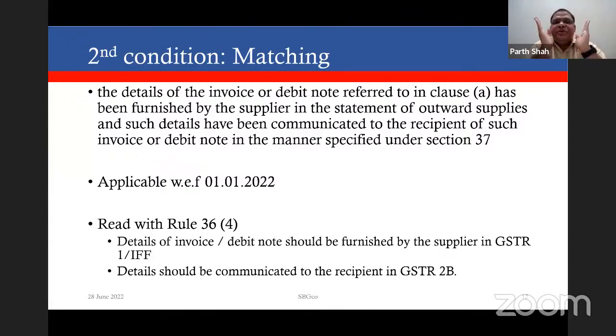So this means there will be 100% matching of credit. With effect from 1st January 2022, for any ITC claim, there has to be 100% matching. So the buffer which we had, 5%, 10%, is gone. Again, it's very important for taxpayers, especially those claiming ITC, to ensure that before filing GST 3B, we do a 100% matching of input tax credit claim.